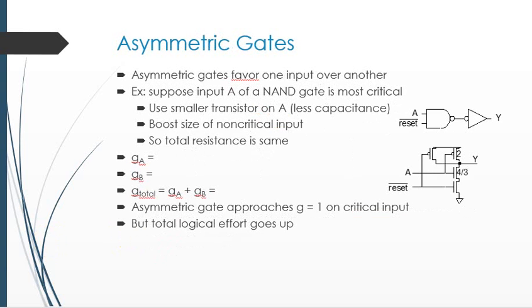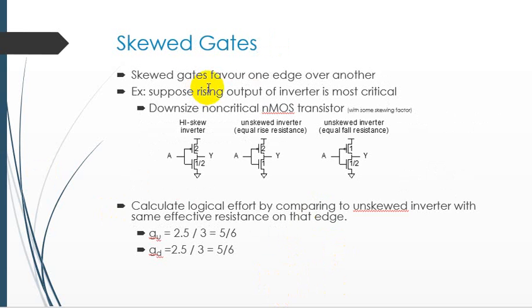So in the case of the asymmetric gate, the approach is equal to 1 on the critical input, but the total logical effort goes up. CMOS transistors are usually velocity saturated, and thus the series transistors carry more current than the long channel model would predict.